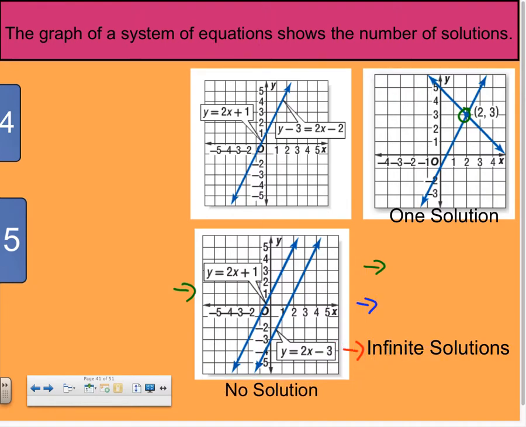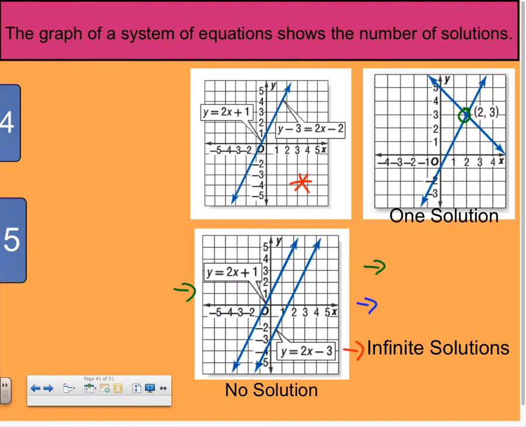Now this next graph, the one in the top left here, this one's a little bit tricky. And why is it tricky? Well, it's tricky because I've got two different equations, but what appears to be only one line. And the reason that it's only one line is this is actually two different equations with the exact same line. When we graph those two equations, we end up with the exact same line. So in essence, it is one line right on top of another.